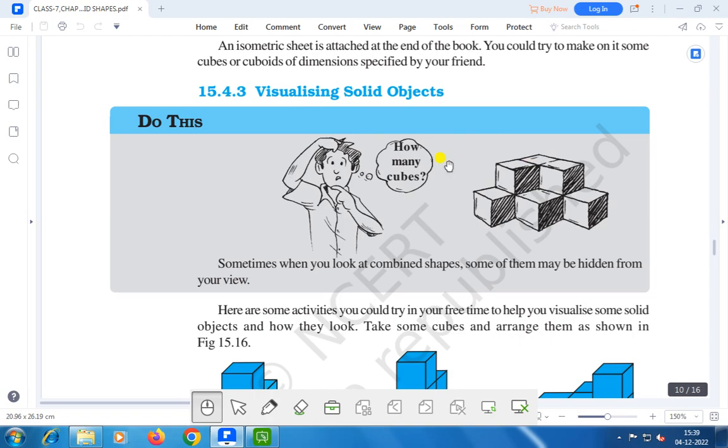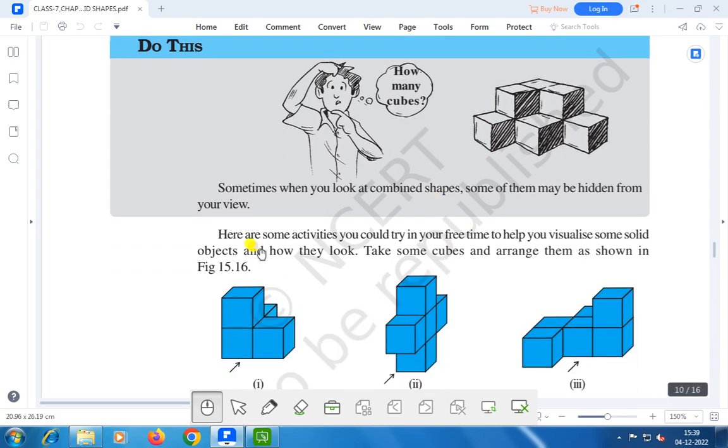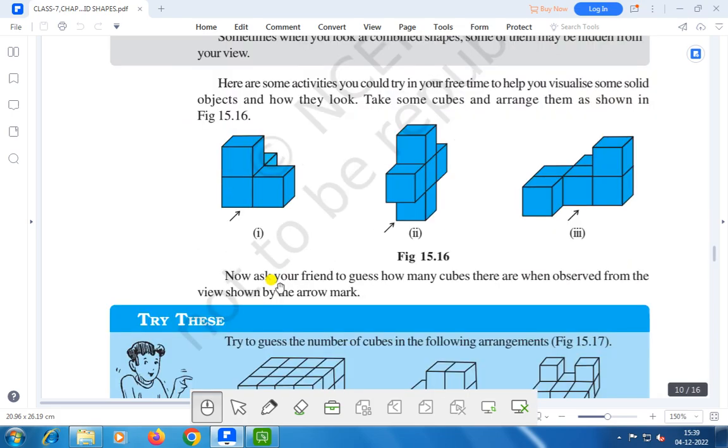How many cubes? Sometimes when you look at combined shapes, some of them may be hidden from your view. Here are some activities you could try in your free time to help you visualize some solid objects and how they look. Take some cubes and arrange them as shown in figure 15.16. Ask your friends to guess how many cubes there are when observed from the view shown by the arrow mark. This is front view, this is side view, and this is from this side.